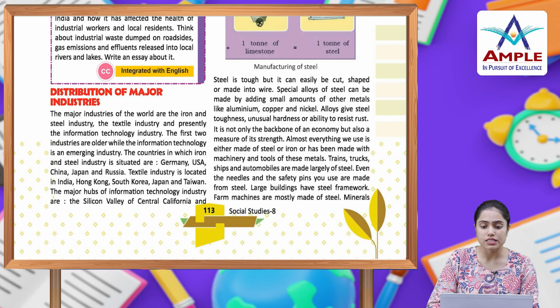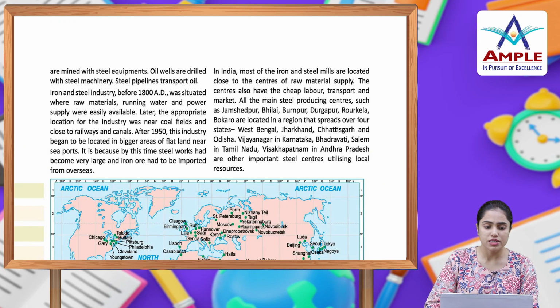Almost everything we use is either made of steel or iron or has been made with machinery and tools of these metals. Trains, trucks, ships and automobiles are made largely of steel. Even the needles and the safety pins you use are made from steel. Large buildings have steel framework. Farm machines are mostly made of steel. Minerals are mined with steel equipment. Oil wells are drilled with steel machinery. Steel pipelines transport oil.